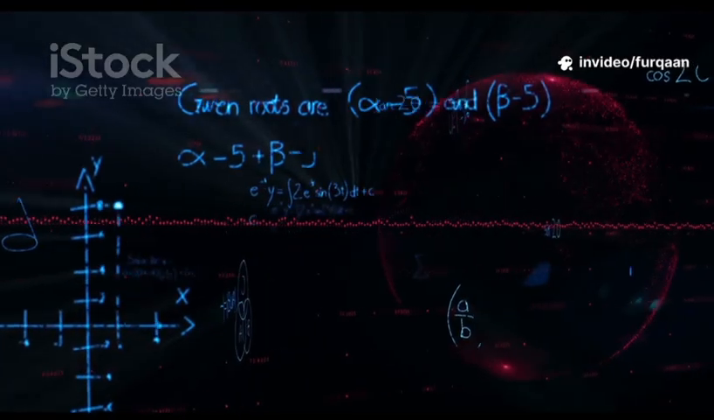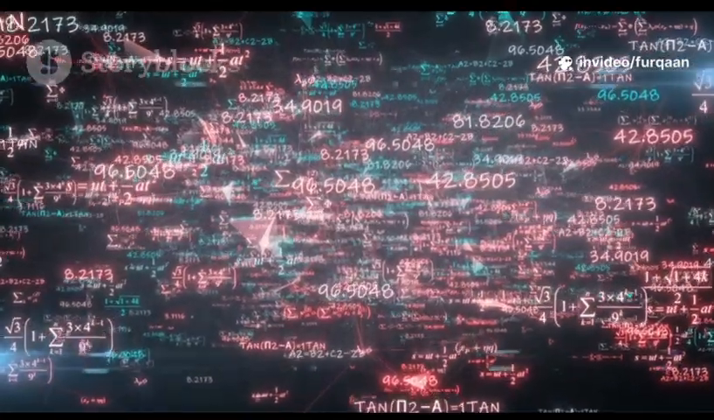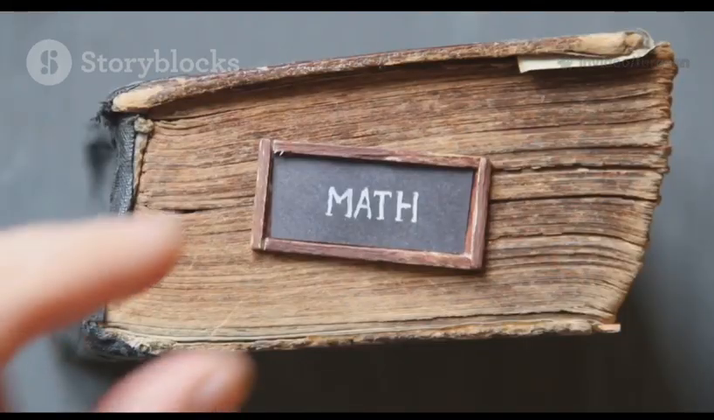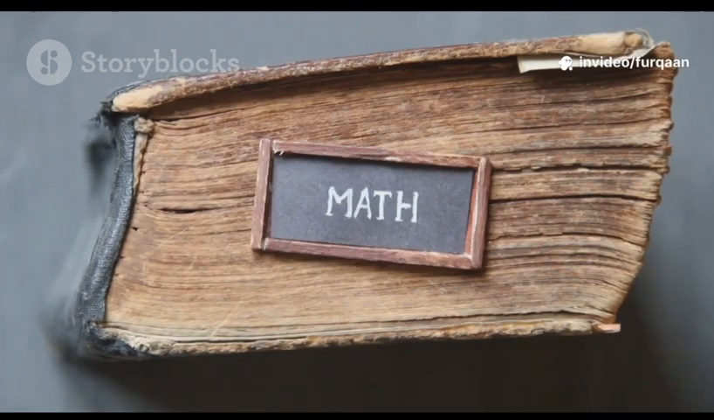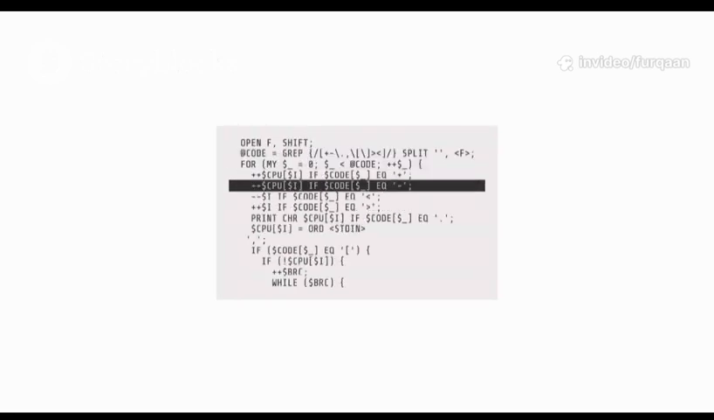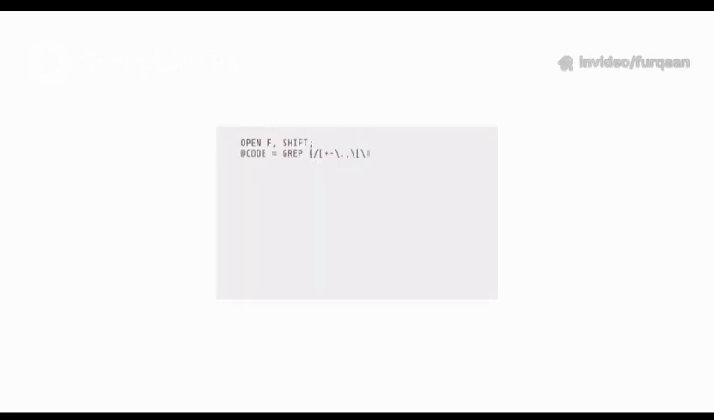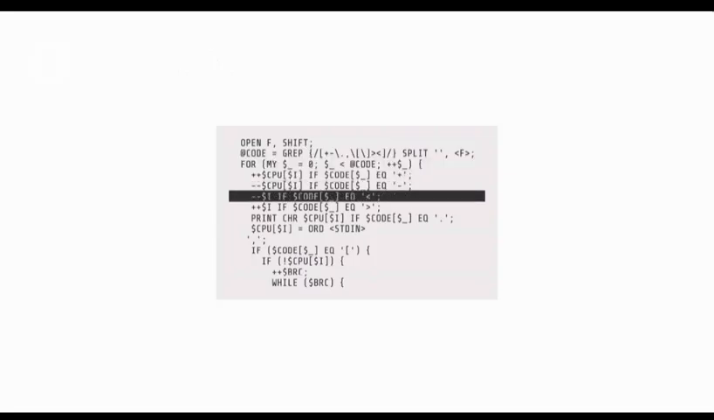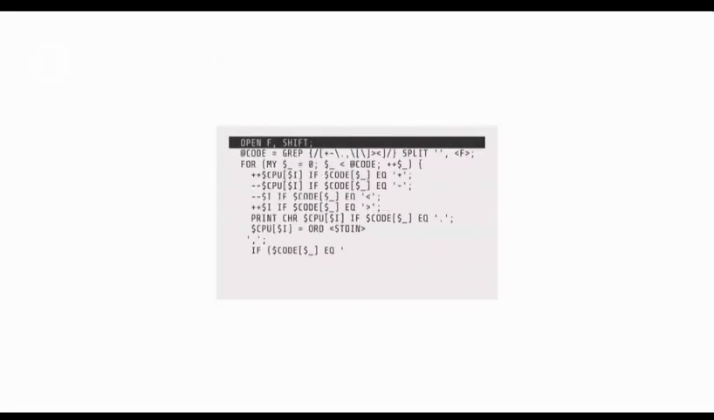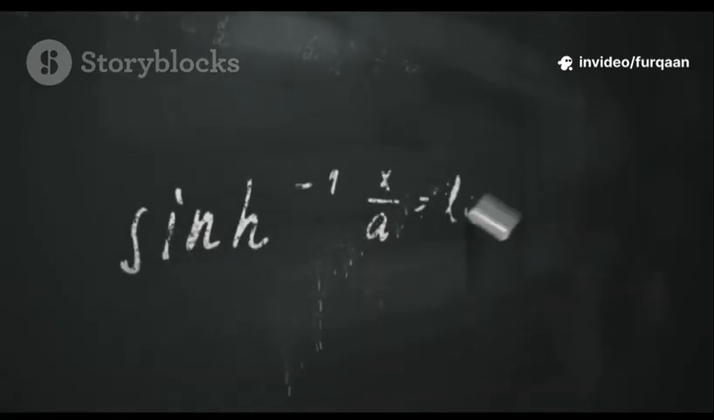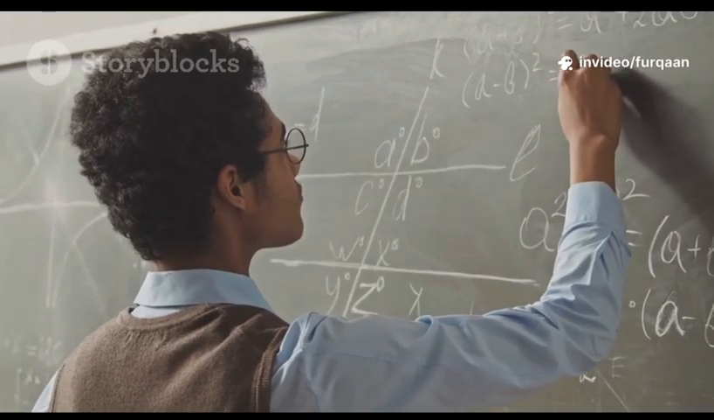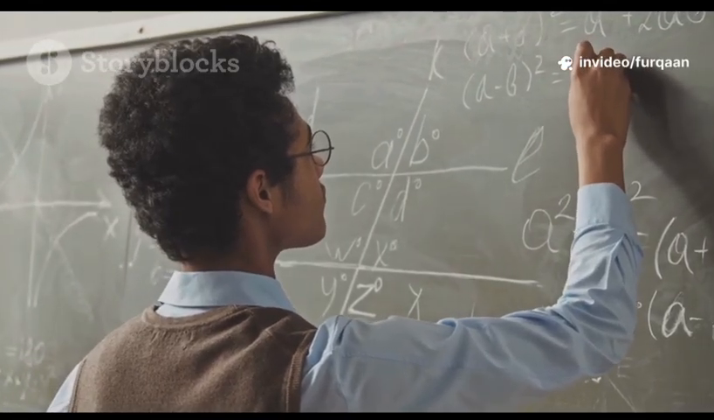These ideas lead to powerful theorems. One of the most famous is Fermat's Little Theorem. If P is prime and A is not a multiple of P, A to the power P minus 1 is congruent to 1 mod P. For example, P equals 7, A equals 3. 3 to the 6th is 729. 729 divided by 7 is 104 with remainder 1. It works. This theorem powers public key cryptography systems.